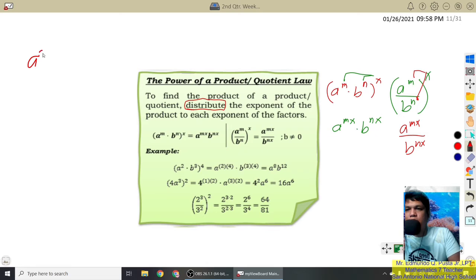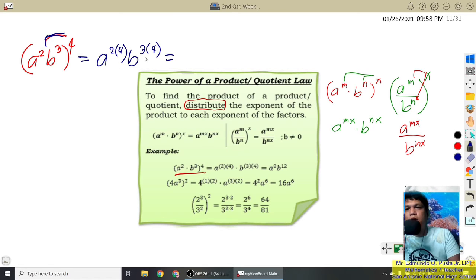So we have a squared b cubed raised to 4. A squared b cubed raised to 4, multiply 2 times 4. We're just going to multiply 2 times 4. Okay, so we have a raised to 2 times 4 and then 3 times 4. Okay, b raised to 3 times 4. So what do we have? A raised to 2 times 4, 8. B raised to 12. This will be the final answer here.